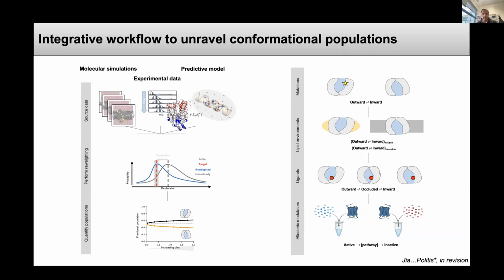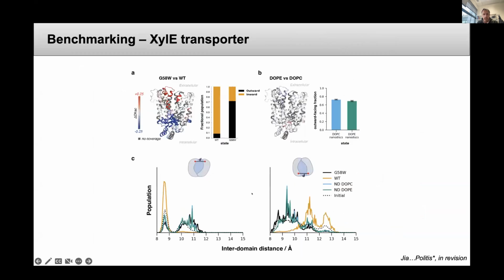At the end of the day, that gives us the possibility to quantify the populations of our proteins. And obviously this can be applied to different types of cases, like mutations, changes in lipid environment, ligand binding, but also allosteric modulations and regulations. We have tried that on mutants, but also on different lipid environments.